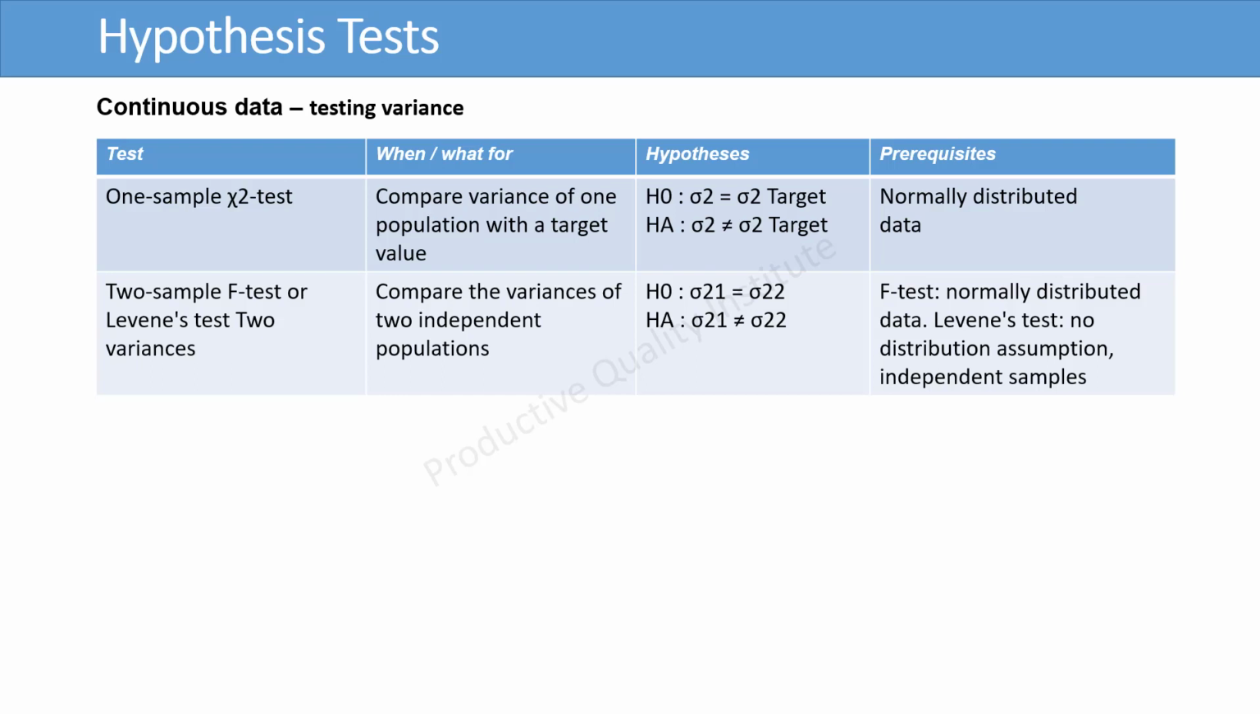Compare the variances of 2 independent populations. Null hypothesis, sigma1 squared is equal to sigma2 squared. Alternative hypothesis, sigma1 squared is not equal to sigma2 squared. F-test, normally distributed data, while for Levene's test, no distribution assumption, independent samples.